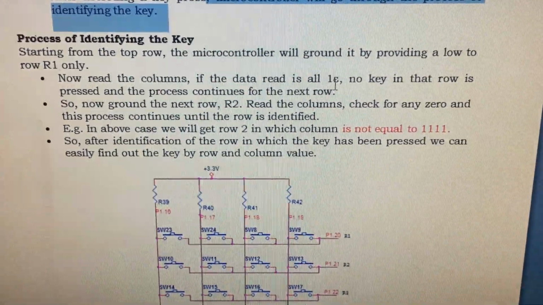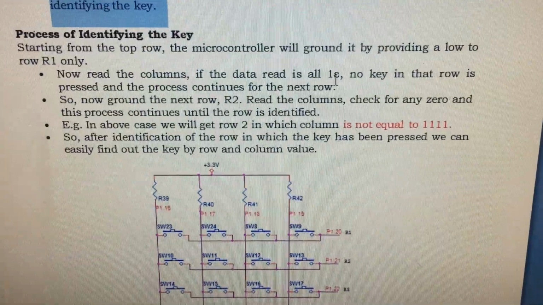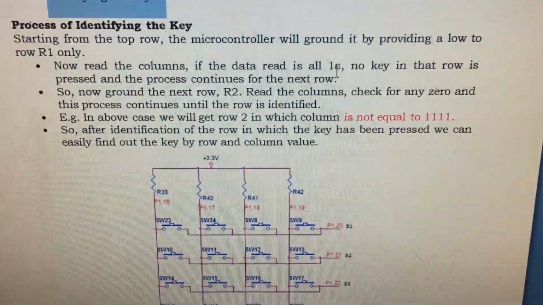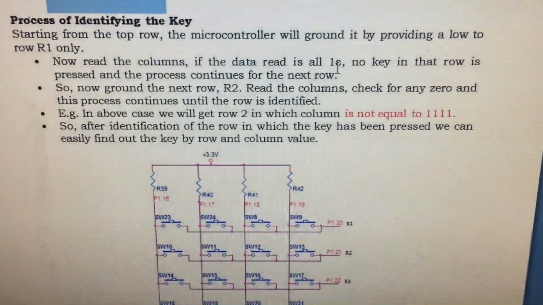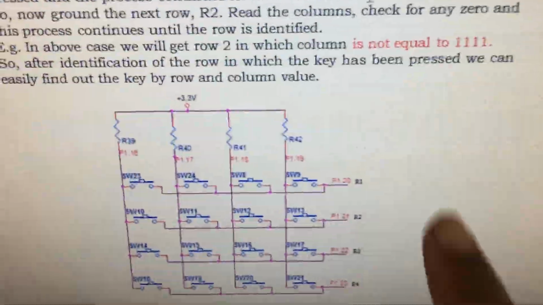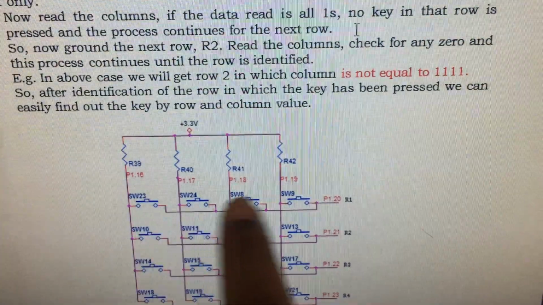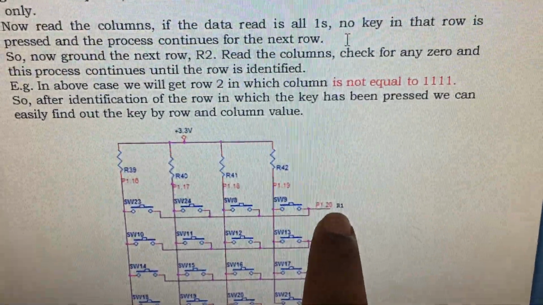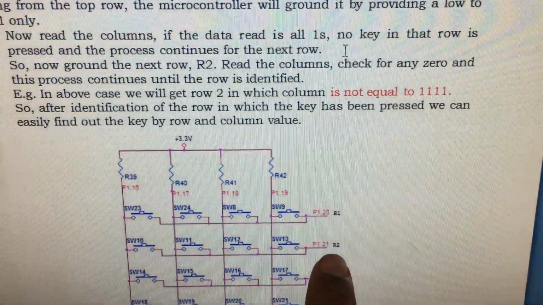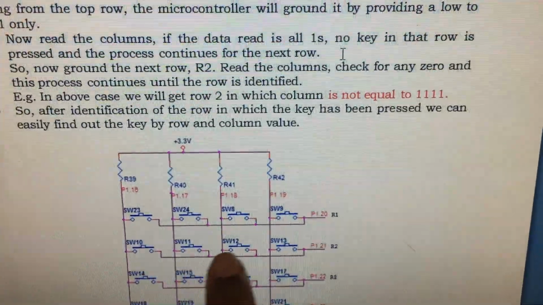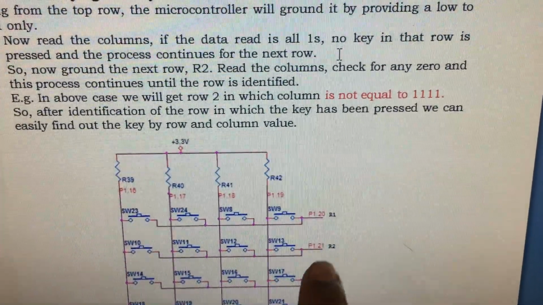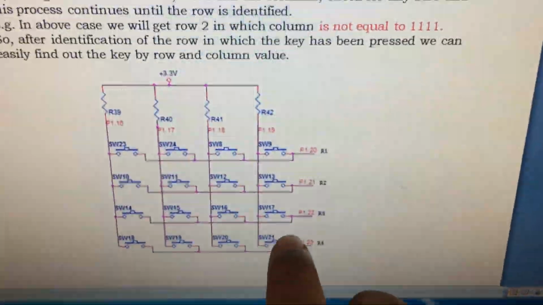If that particular row reads all 1 1 1 1, that means no key is pressed in that row. First check for R1. If all the keys are open here, R1 will be at VCC, therefore no key is pressed. For R2, since all the values are 1 1 1 1, there is no key pressed in R2. Similarly with R3 and R4.